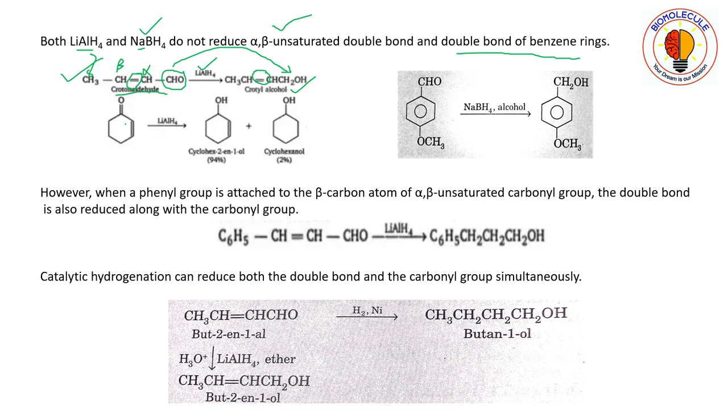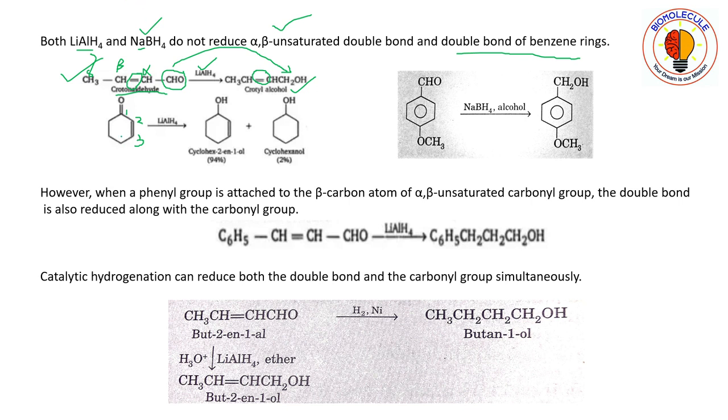Similarly, let's name this compound. According to IUPAC nomenclature, this one will get priority 1. That is, if in a ring a carbonyl group is present, that is a ketone group is present, then the ketonic carbon will get the least number, that is number 1. Then this unsaturation will get number 2, then it is number 3. So this compound will be cyclohex-2-en-1-one.